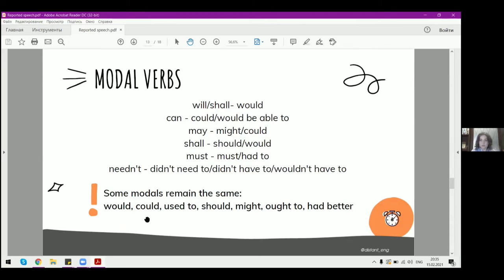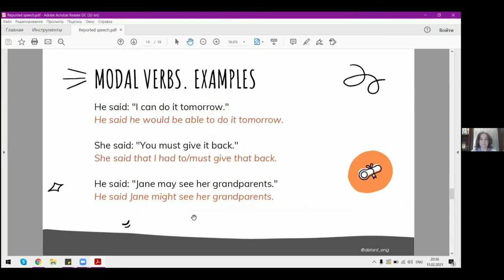Well, modal verbs. Some of them change. Some of them, if they are already in the past form, as you see, could, would, could, used to, they're already in the past. So you may not change them. They will remain the same.